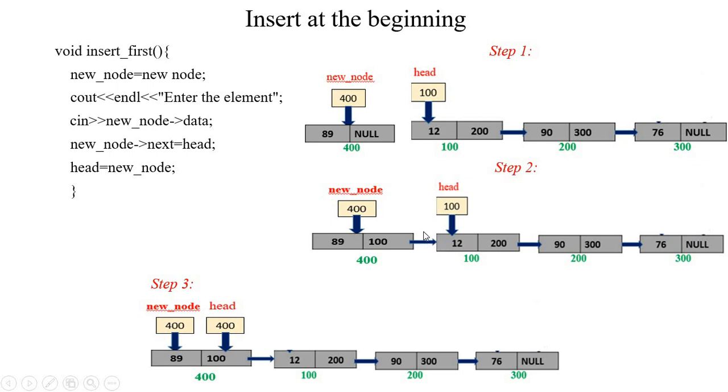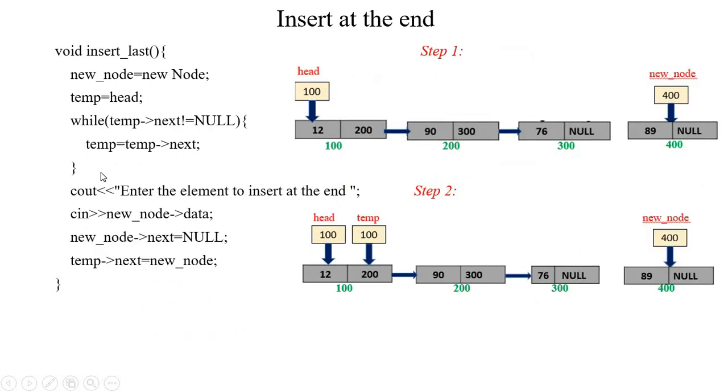And what is the next step? Obviously now this is the first node. If this is the first node, I want to make the head pointer move onto the first node. So the next step is head is equal to new node. This is insert at the beginning. Now insert at the last.